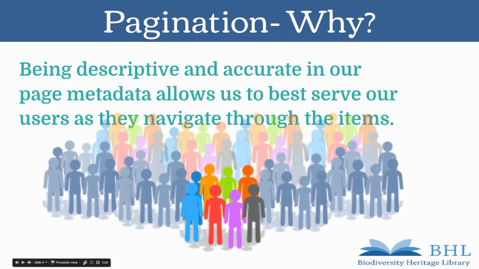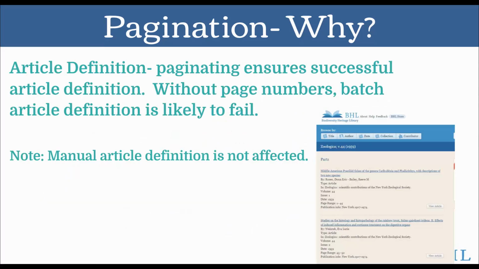But why should we paginate? Being descriptive and accurate in our page metadata allows us to best serve our users as they navigate through the items. When you look at items and their page metadata, think about the users and how they will interact with the items. What information will help them find what they are looking for?